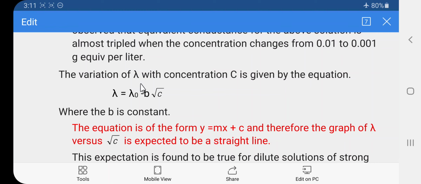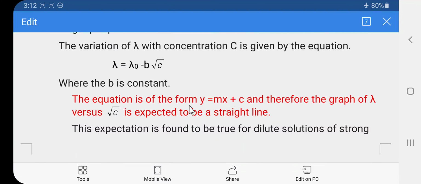Then the variation of lambda with the concentration C is given by the equation. What is that equation? Lambda is equal to lambda 0 minus B into under root C. Once again, friends, the variation of the equivalence conductance with the concentration is given by lambda equals lambda 0 minus B under root C, where C is the concentration, B is a constant, lambda is the equivalence conductance, and lambda 0 is the equivalence conductance at infinite dilution.